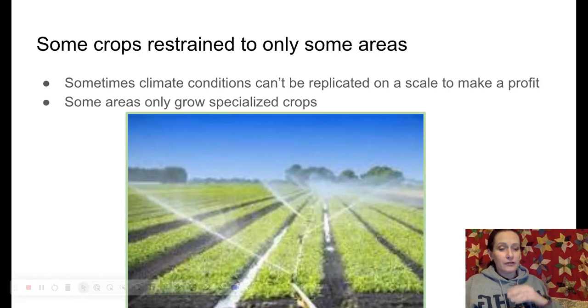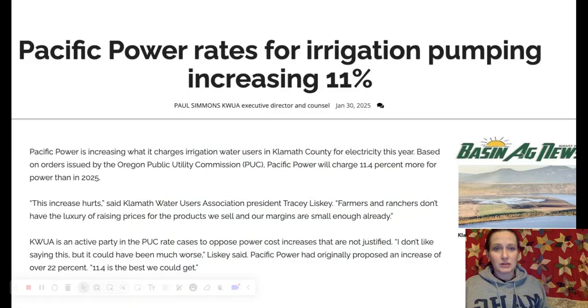And if countries can't afford that technology, sometimes they'll only grow specialized crops to try to make as much of a profit as possible. Then they may have to import some of their other crops that they could technically grow there, but they're just trying to make as much of a profit as possible.